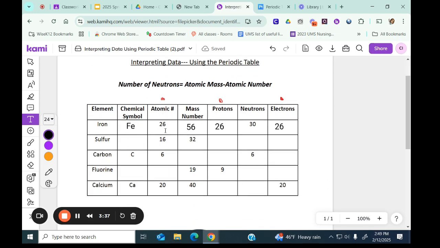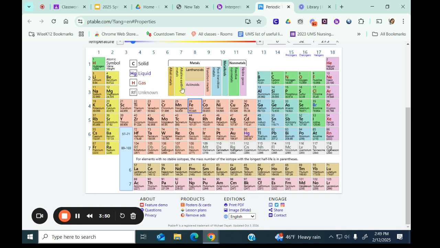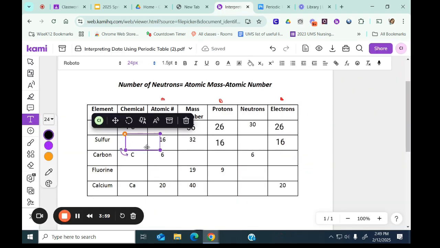All right, so let's look at sulfur. Its atomic number is 16. That means the protons and the electrons are also going to be 16. We're going to look it up on the periodic table by its atomic number. So sulfur is number 16, and it's going to be right here. Its abbreviation is capital S, and again, that has to be a capital.